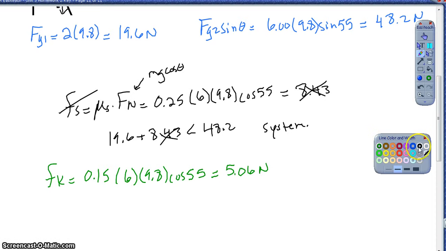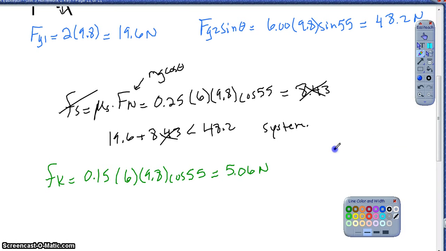So again, what that tells me then is looking at this, I've got two blocks here. I've got the block that's hanging, which will be pulled upward, so that tells me the tension should be greater than the force due to gravity. And then I've got the block sliding down the ramp, which tells me that the sine component of gravity should be greater than both the tension and the kinetic friction that are resisting it, because I know that it is in fact sliding down the ramp.